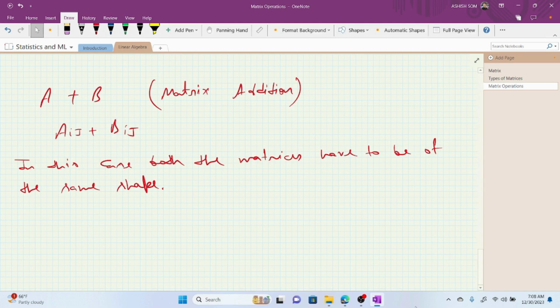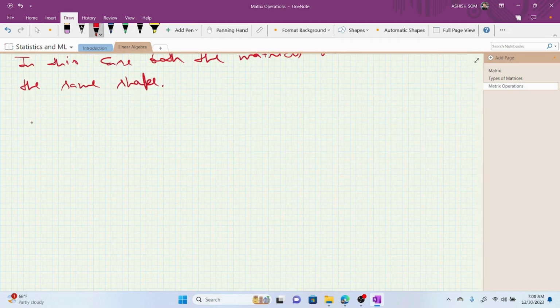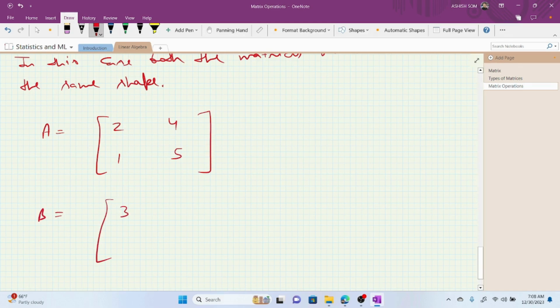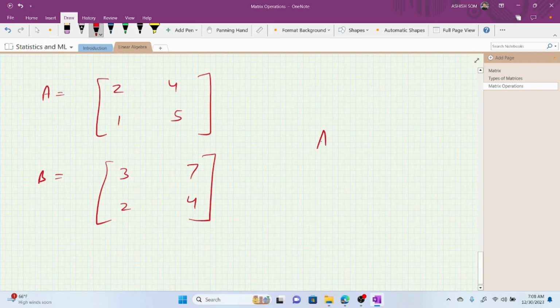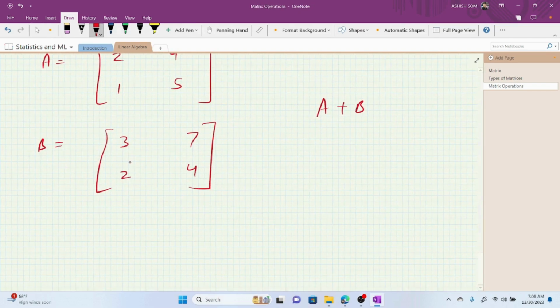Now, suppose I have a matrix A, and it says 2 4 1 5. Then I have a matrix B, and it says maybe 3 7 2 4. We have the values like this, and the operation that I want to perform is A plus B. So both the matrices I want to add. In this case, each corresponding element will get added.